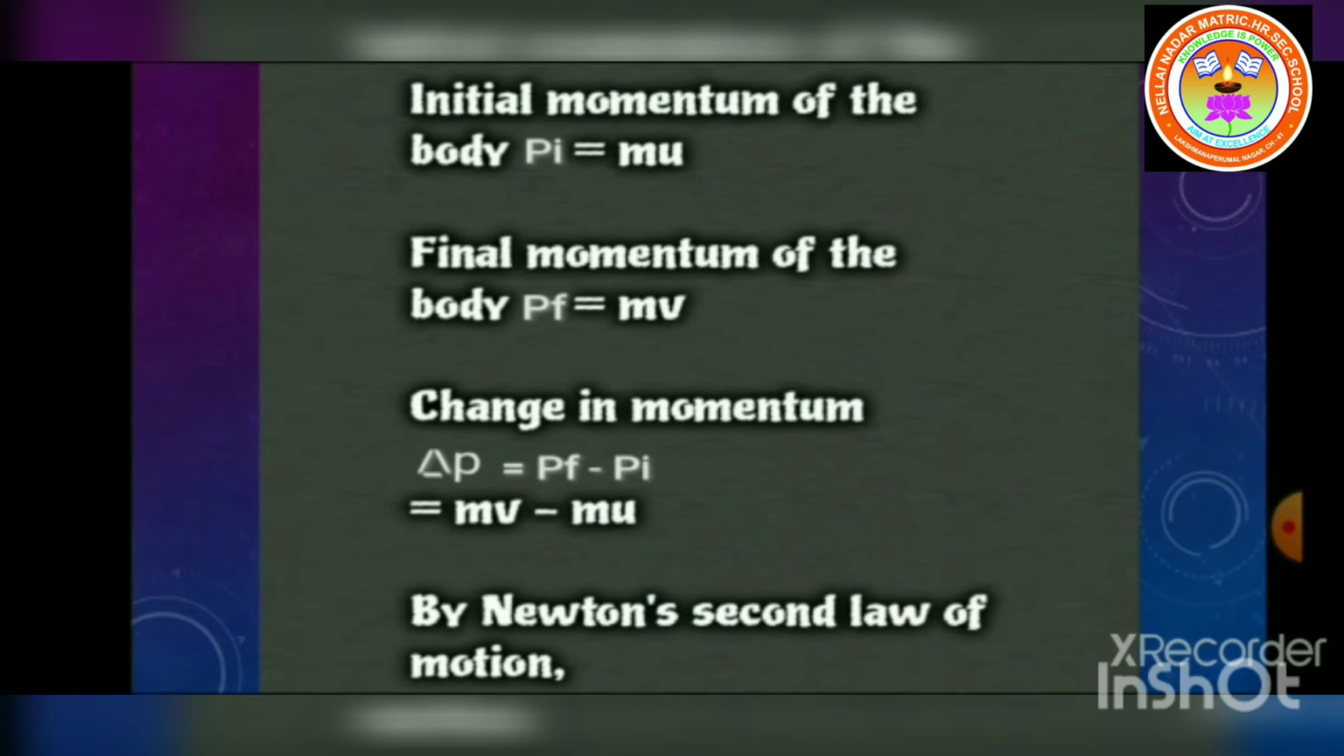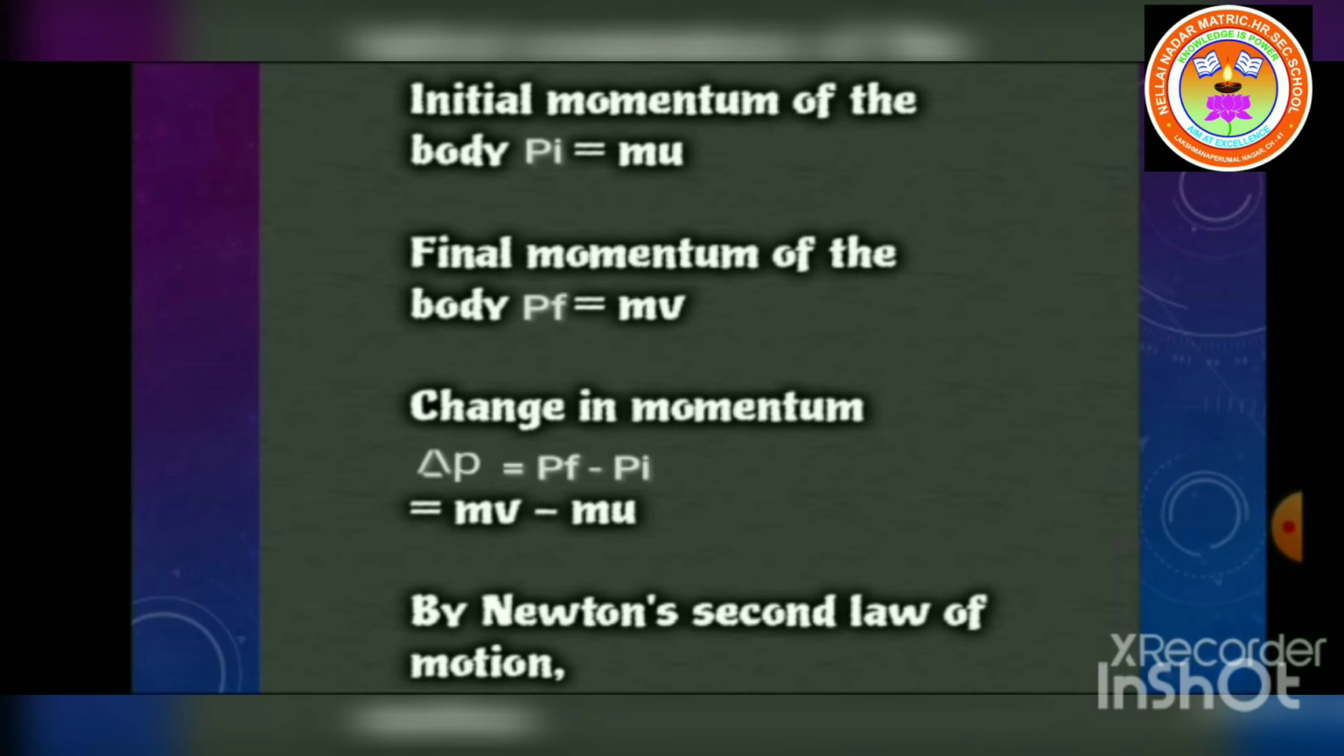What is the formula of linear momentum? P is equal to mass into velocity, so P is equal to mv. So the initial momentum of the body: what is the symbol of linear momentum? P. So Pi is equal to mu, where u is the initial velocity. Final momentum of the body, Pf is equal to mv. So change in momentum, symbol delta P. So delta P is equal to Pf minus Pi. What is the value of Pf? mv. What is the value of Pi? mu.